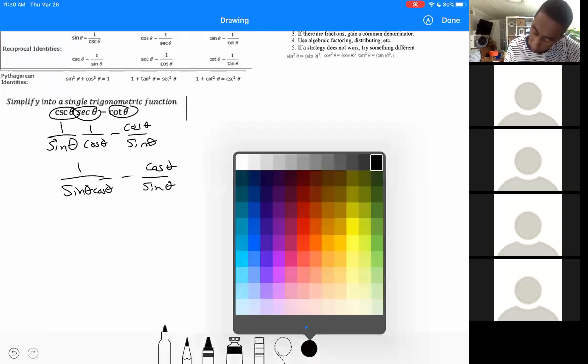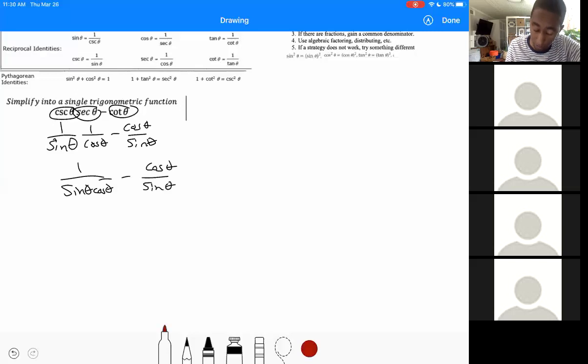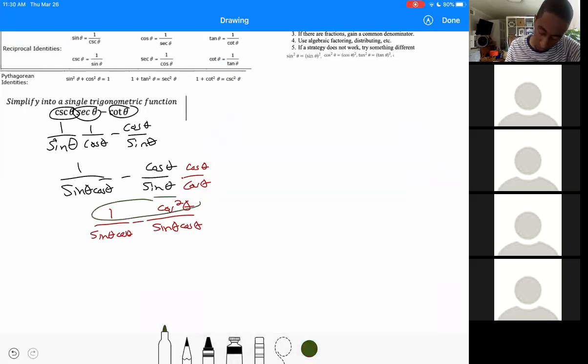And then I got a common denominator. So I multiplied by cosine of theta. And that would give me cosine squared of theta over sine of theta cosine of theta. And then if you subtract the numerator, it would give you sine squared of theta because of the first Pythagorean identity. Hold on, let me catch up to you. So you're saying that this gives you sine squared of theta? Yes. Okay.